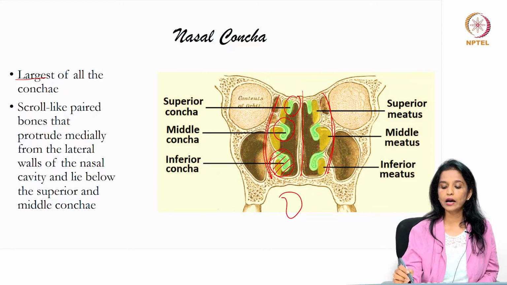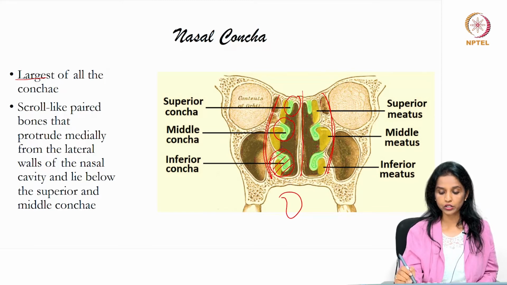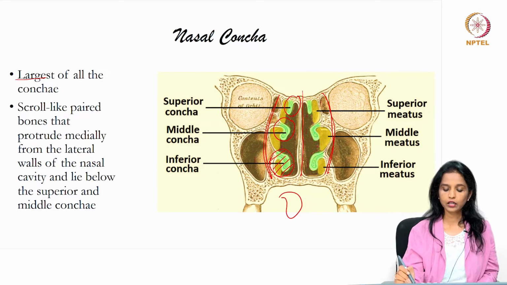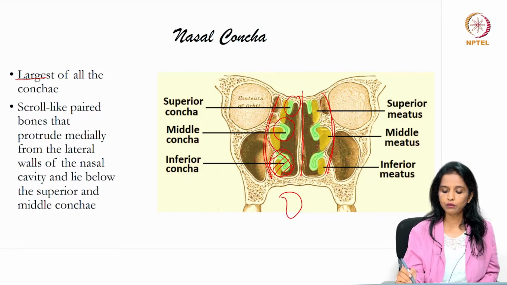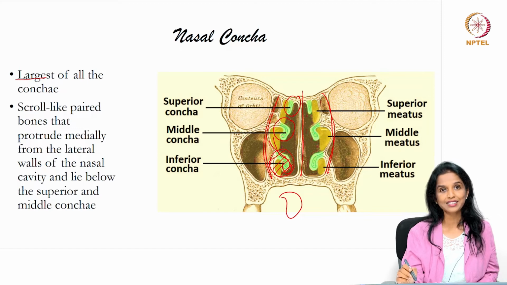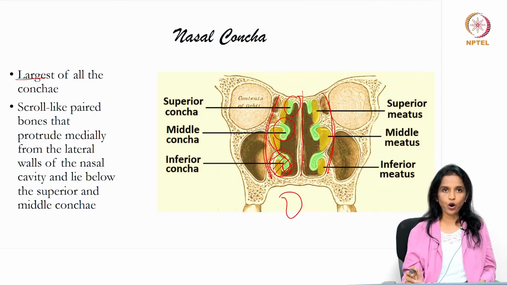So concha are 3 in number. Among them, the lower nasal concha is the largest, the upper and middle are smaller, and they form part of the ethmoid bone. The lower concha lies at a slightly lower position, and it is large in shape. All of them form part of the lateral nasal wall.